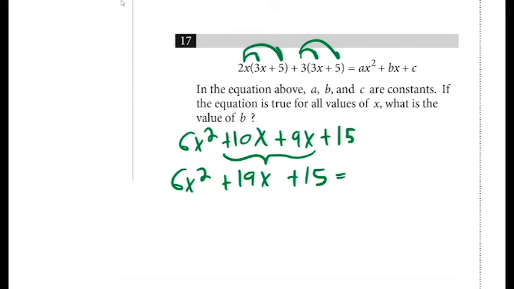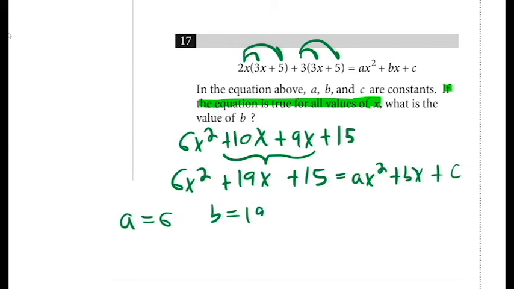The question says that equals ax squared plus bx plus c. Now the wording of this question says this equation is true for all values of x. So they mean that this situation has an answer of all real numbers. And all real numbers as your answer means that the two equations that are equal to one another are the same equation. It means that the a is actually 6, the b is actually 19, and the c is actually 15. So what's the value of b? 19, and that's our answer for number 17.